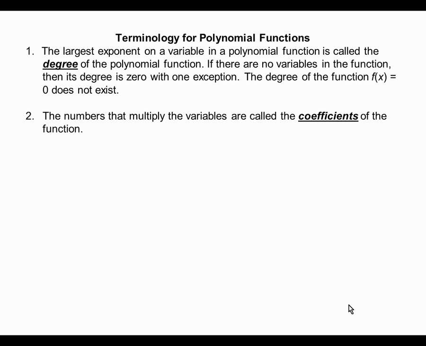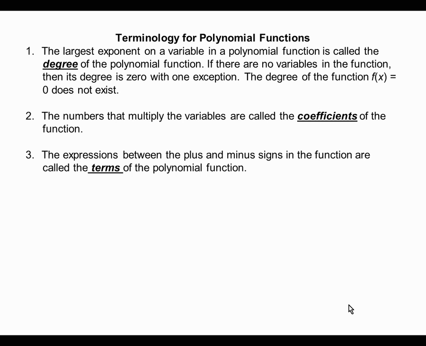Number 2, the numbers that multiply the variables are called the coefficients of the function. Like if you have 3x squared, the coefficient is 3, and the degree would be 2. Number 3, the expressions between the plus and minus signs in the function are called the terms of the polynomial function. Now, the minus sign does belong to the term that's to its right. For example, if I have f of x equals x minus 5, the minus sign does belong to the 5.